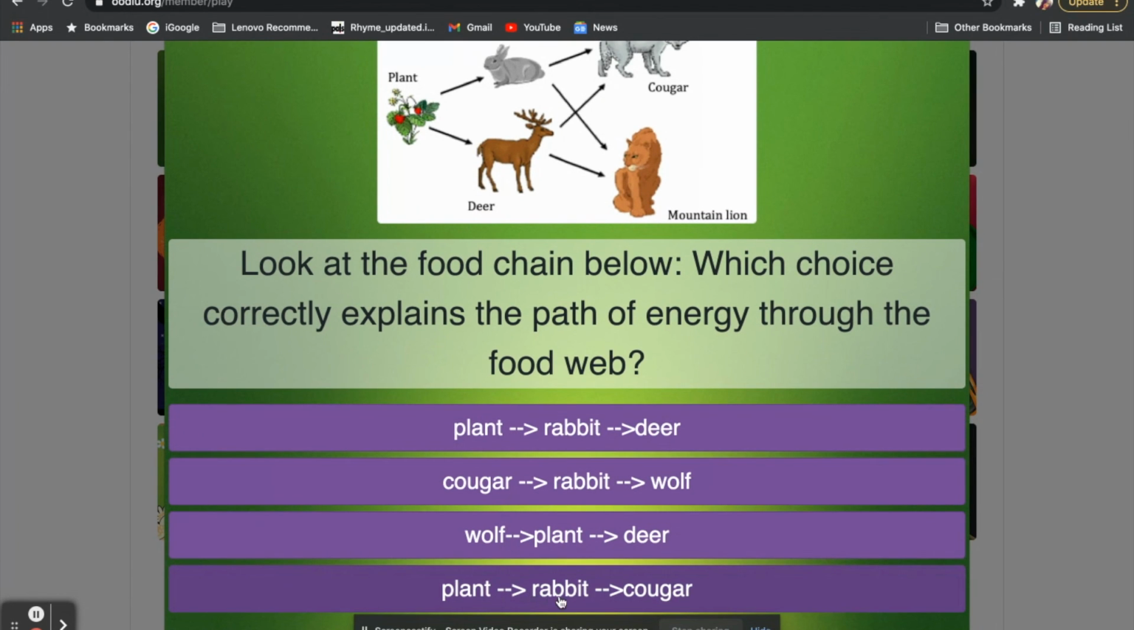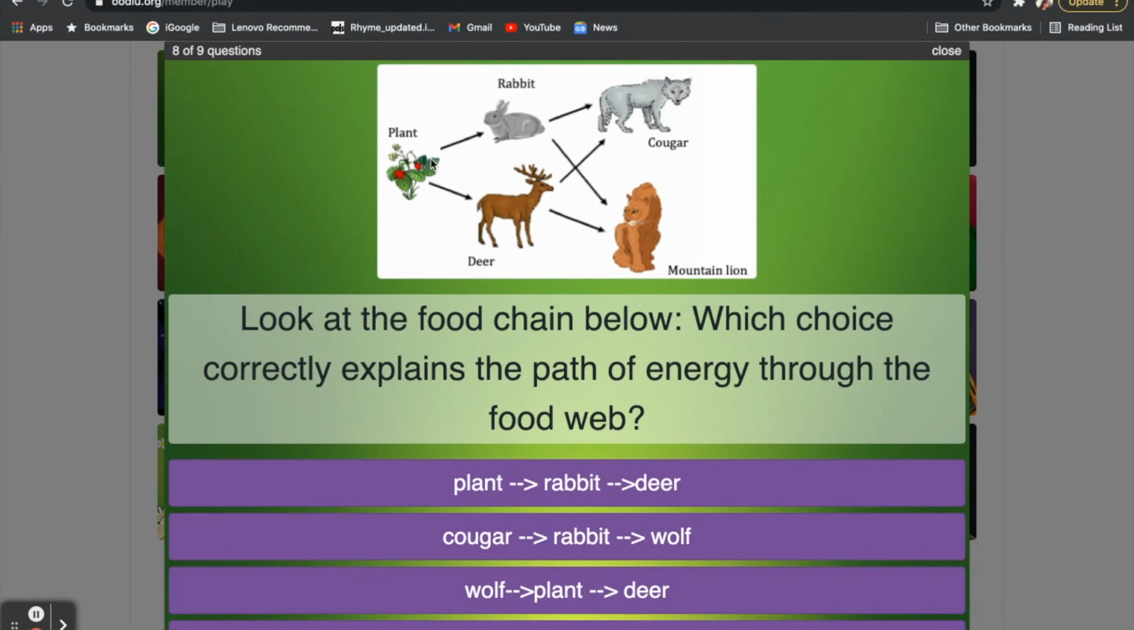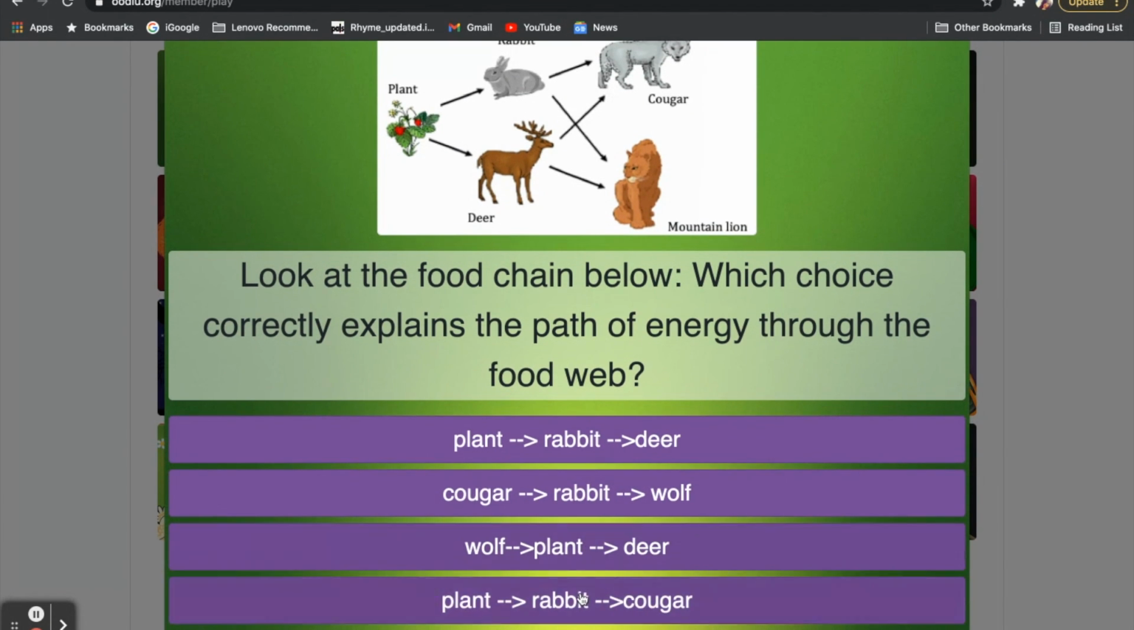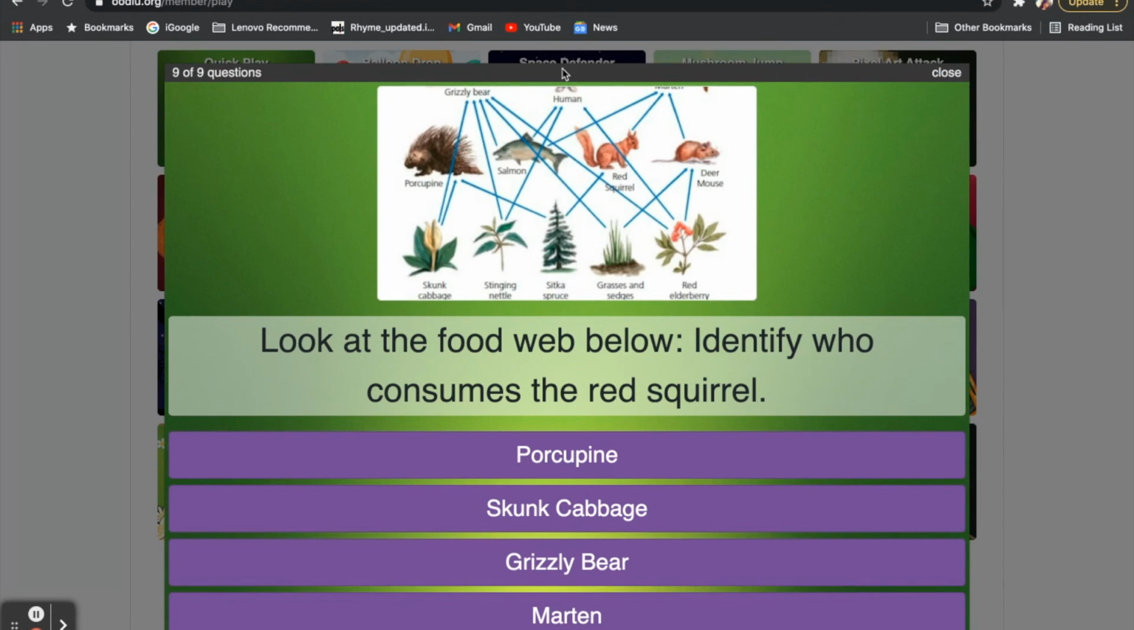Plant, rabbit, cougar. Share your answer on Edpuzzle now. If you said plant, rabbit, cougar, that is correct. We see our plant is eaten by the rabbit, and the rabbit is eventually eaten by the cougar. Good. For question 9, it is a bit tricky because I wasn't able to get the whole picture.